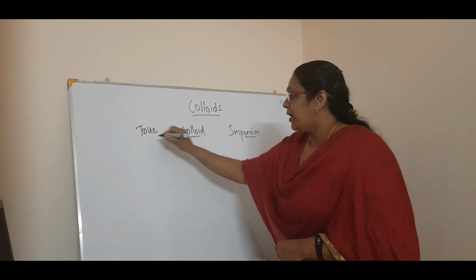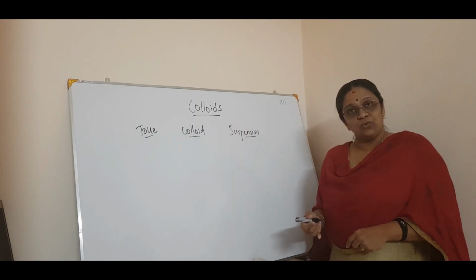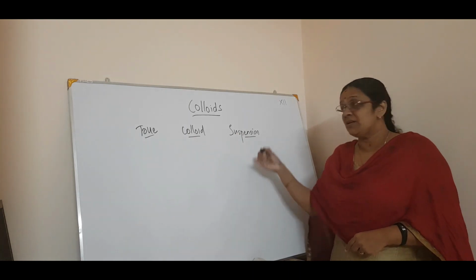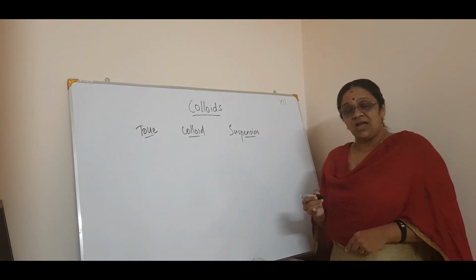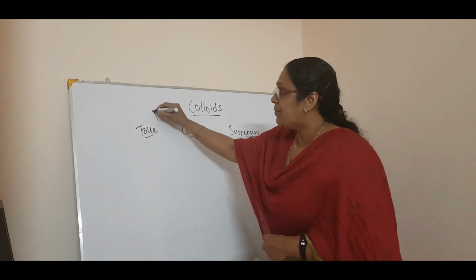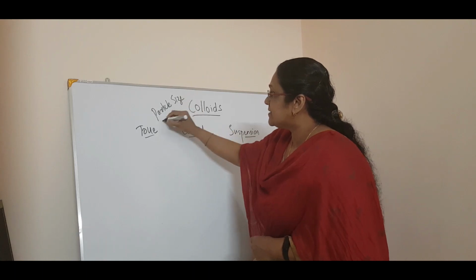Okay. Now, depending on the characteristics, you differentiate the true solution, colloidal solution and the suspension. And what was the main criteria for this differentiation? That is the particle size. The particle size, isn't it?